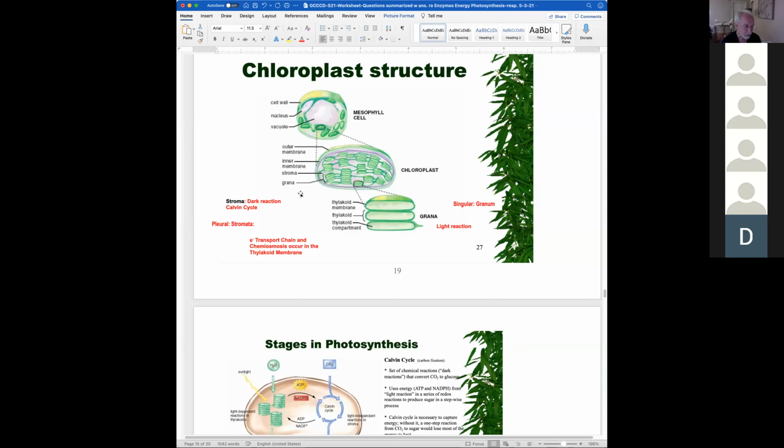And it's in the stroma that the dark reaction occurs. This is where the Calvin cycle, which we'll talk about later, occurs. So within a single chloroplast, we have both the light reaction and the dark reaction. And we'll talk about the electron transport chain and chemiosmosis. These occur in the thylakoid membrane. So that's the membrane that bounds the vesicle, which is called a thylakoid. And we'll focus in on that membrane a little later.